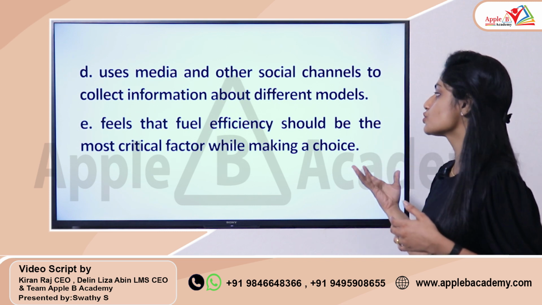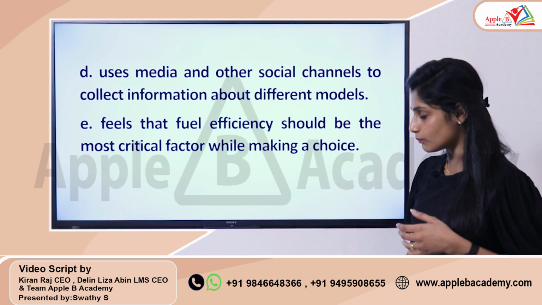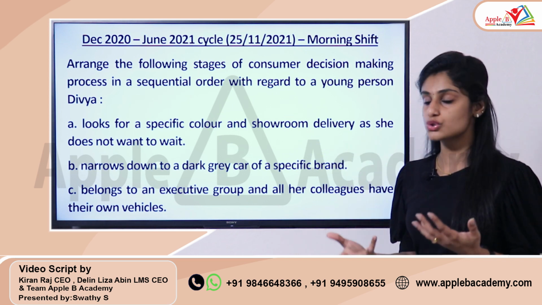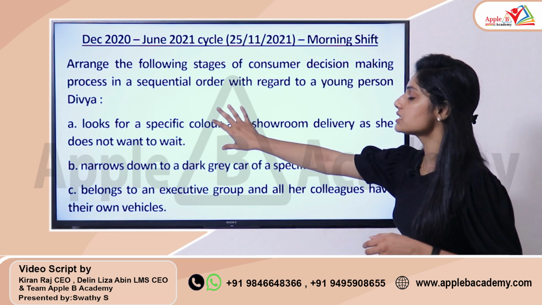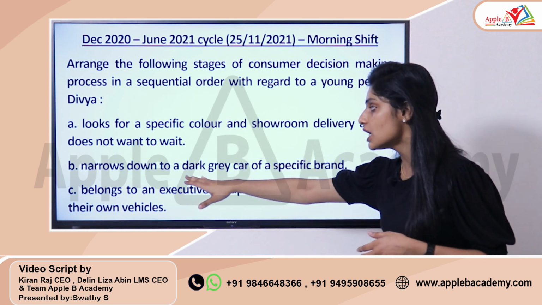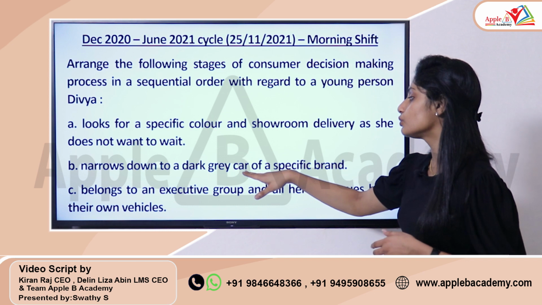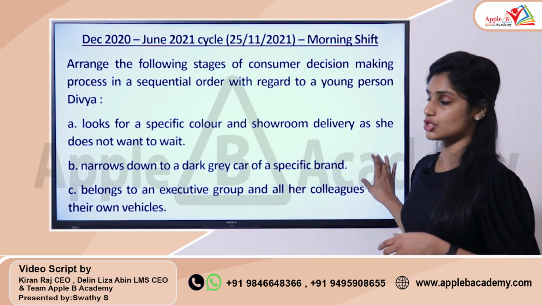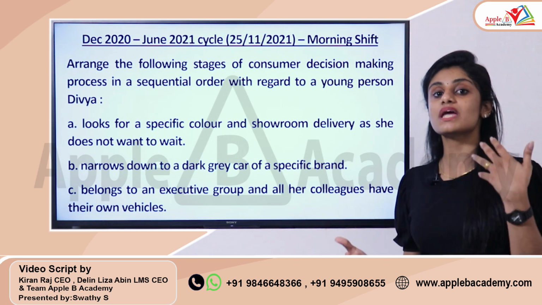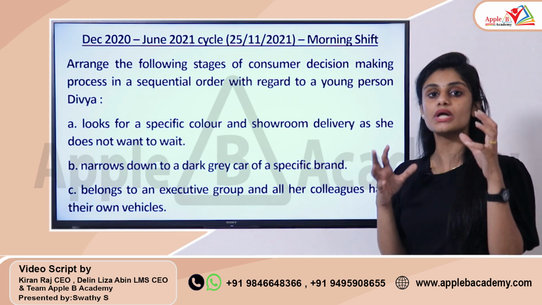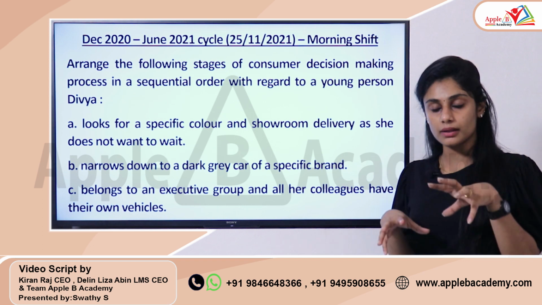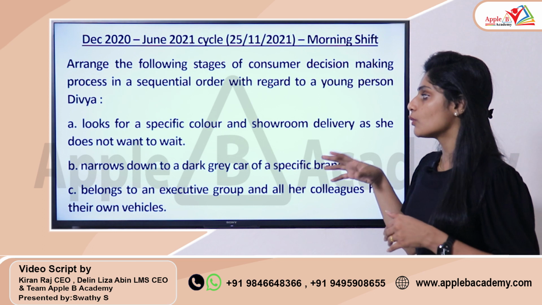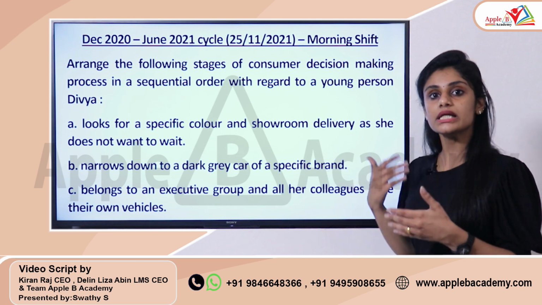So uses media and other social channels to collect information about different models, and then looks for specific color and showroom as she does not want to wait. Okay, so now she is checking for a number of colors, but now she has decided on a color, narrows down to gray car of a specific brand. So here she is actually taking a decision. So here we just arrange the steps based on the example. Okay, so you should identify the concept, or you should be able to understand the concept, and based on that you need to answer here. Okay, which is not a direct question, just asked indirectly.